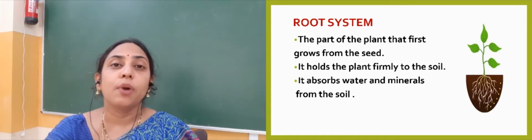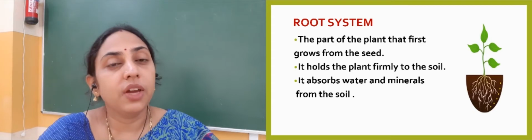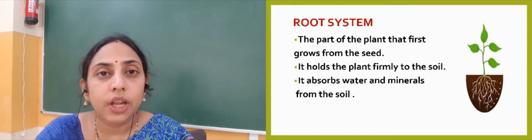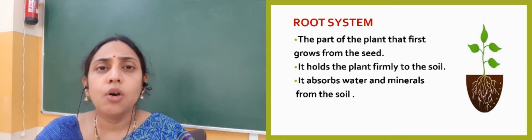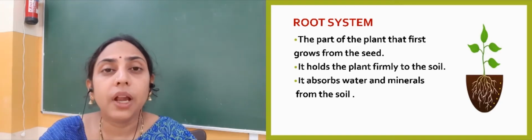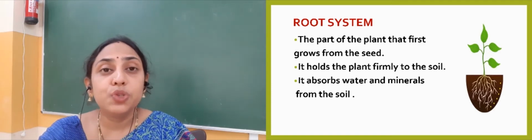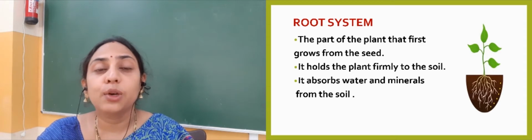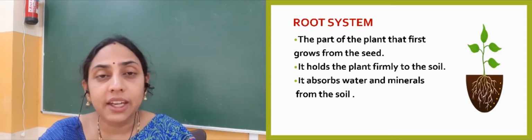Now, let us talk about the root system. So, we have discussed root, it is the part that grows below the soil, right? Now, these roots are very important for the plant. They are very useful for the plant. Okay, so root, it is the part that grows first from the seed.